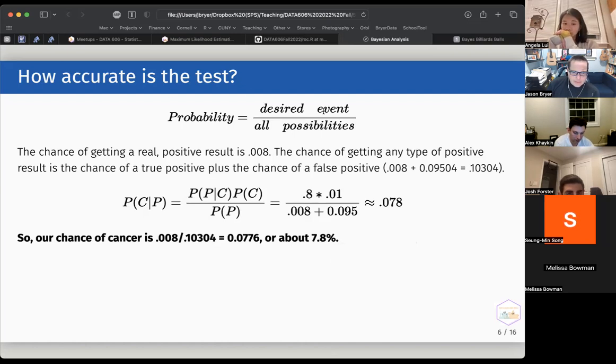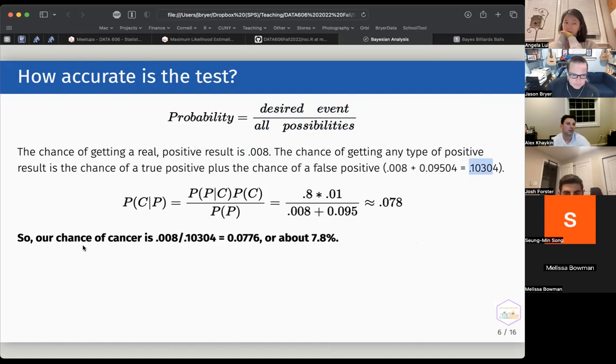So when we think about how accurate a test is, let's break it down. What are we really talking about? Well, we're talking about the probability of the desired event being observed given all possibilities. So the chance of getting a real positive result is 0.08. The chance of getting any type of positive result is the chance of the true positive plus the false positive, which is about 0.1304, right?